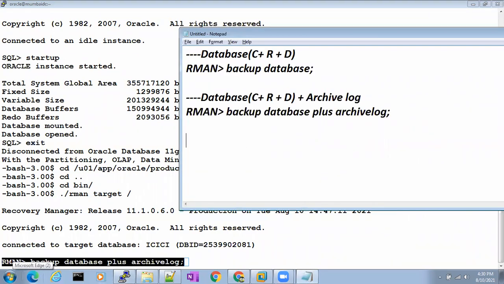Now, next, I want to take only a control file backup. Only a control file backup. What is the command to take only a control file backup?